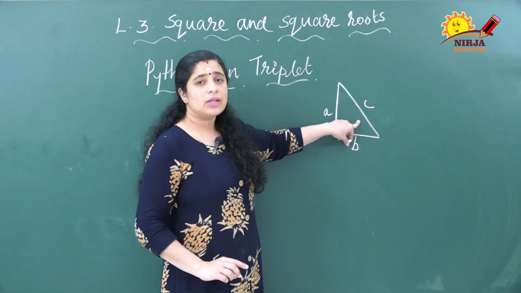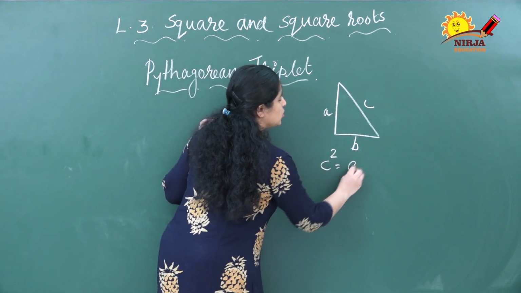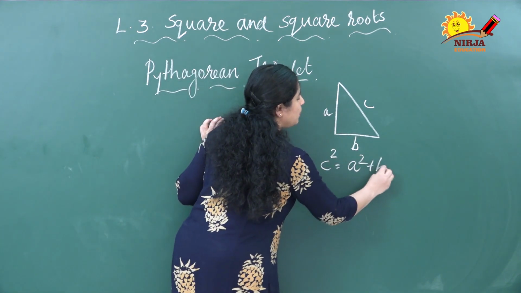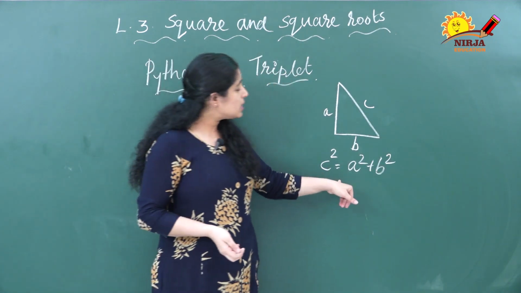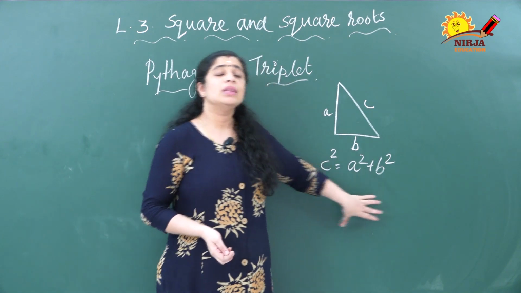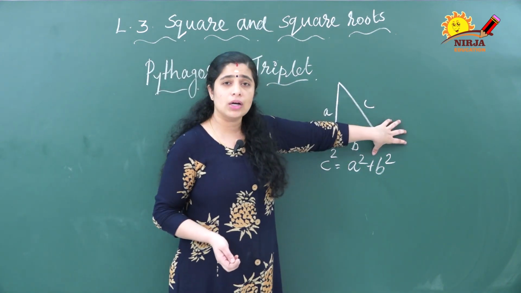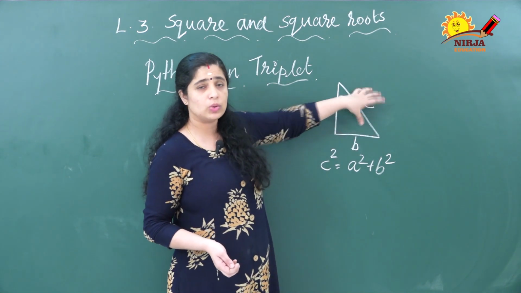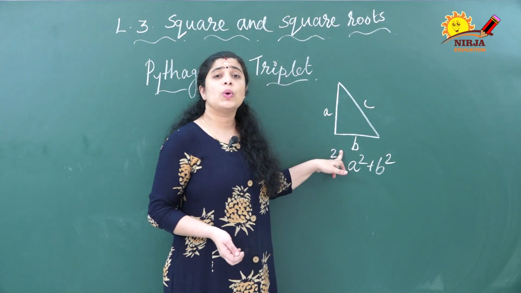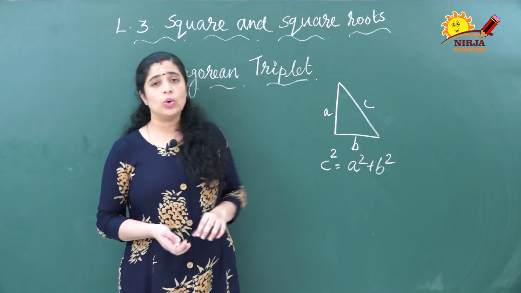Then what is the Pythagorean theorem? Yes, C square is equal to A square plus B square. This is the Pythagorean theorem. That means the square of the longest side, that is C square, will be equal to the sum of the squares of the other two sides.